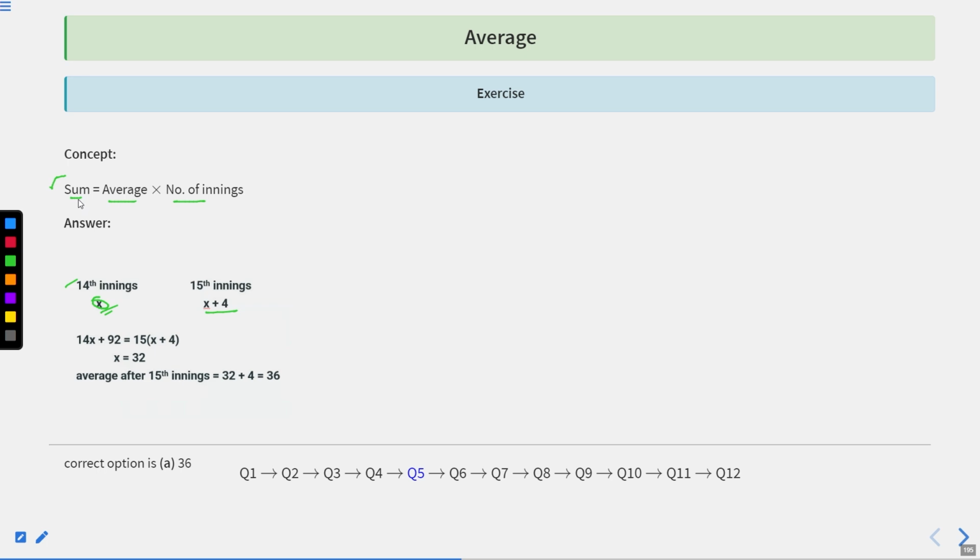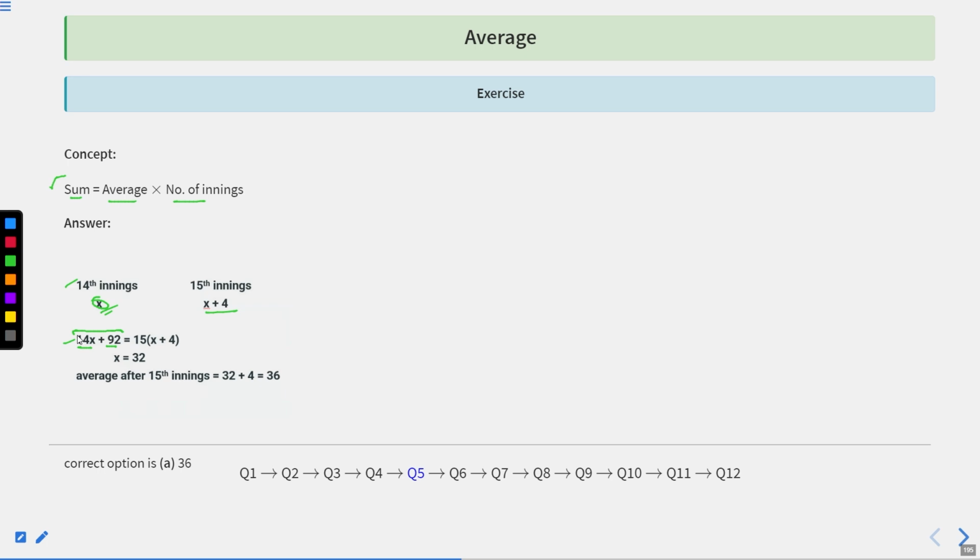So the sum, the total runs scored by him, will be 14x, correct? And in the 15th inning, he scored 92 runs, so I add 92 here. So this is nothing but the total number of runs he scored till the 15th inning. I mean, I'm including the 15th inning runs as well. So this represents the runs scored by him till the 15th inning.